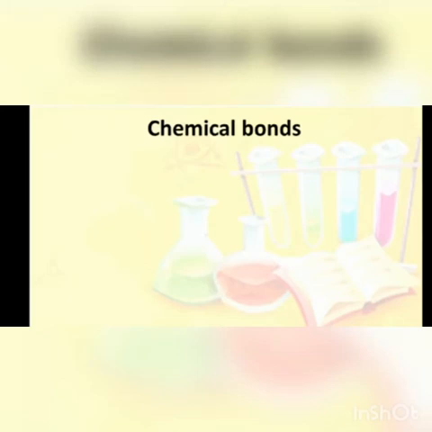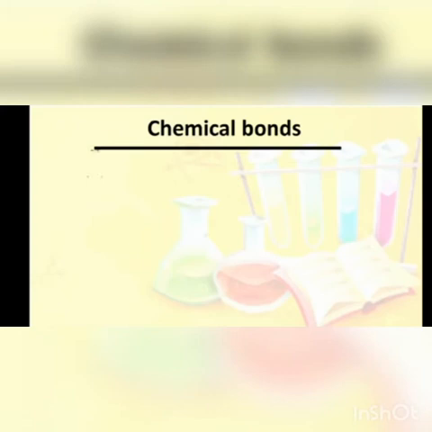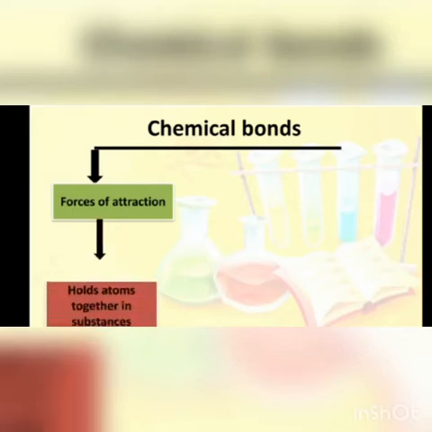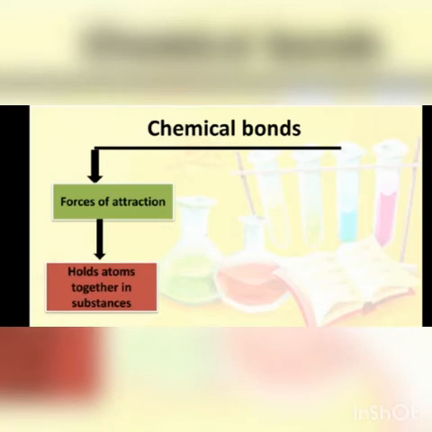So first we will study what the chemical bonds are. These are some sort of forces of attraction, means whenever we study when atoms combine to form the substances, what things hold the atoms together in those substances. So these are the forces of attraction that hold the atoms together in substances. These are basically electrical in nature. These chemical bonds, these forces of attraction are electrical in nature.